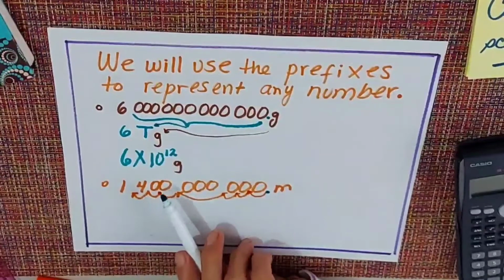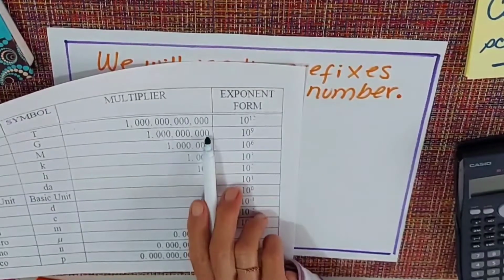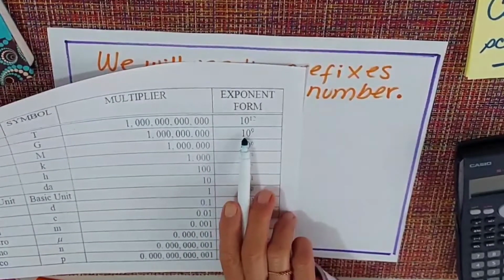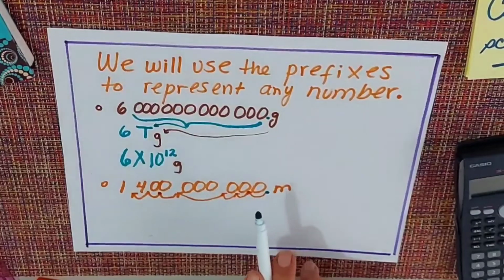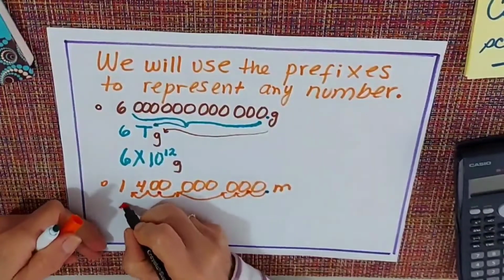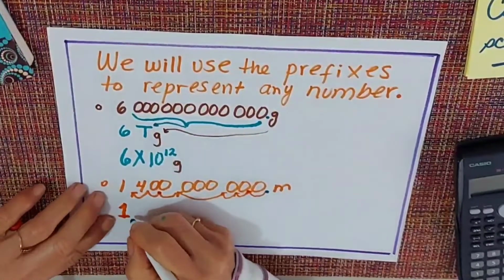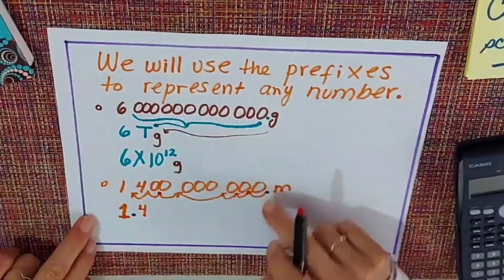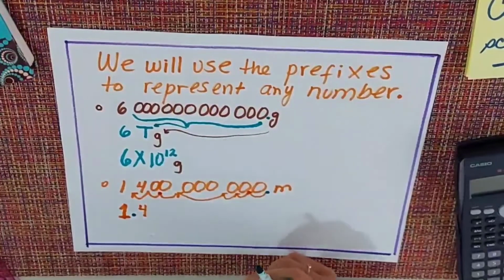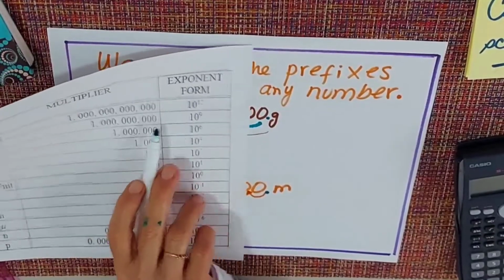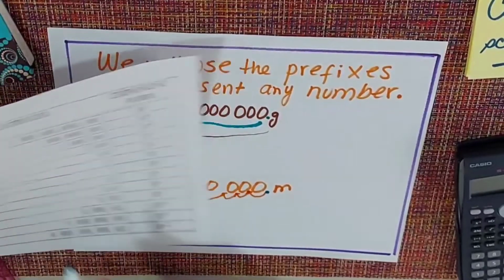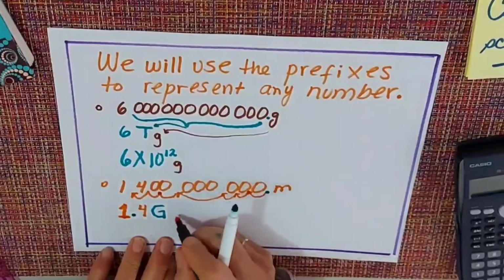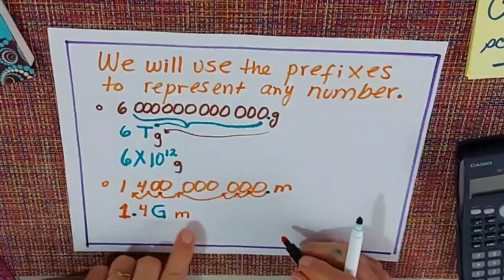Here in the prefixes chart, the 1, 3, 6, and 9 places is for giga. Now the exponent form is 10 to the 9th power. How are we going to write this number? We are going to put here 1, then we are going to put the decimal point here, and then the number 4. And these places are going to be represented with the capital letter G, because the capital letter G is for the prefix giga. Now, giga, and the unit is meters, 1.4 gigameters.